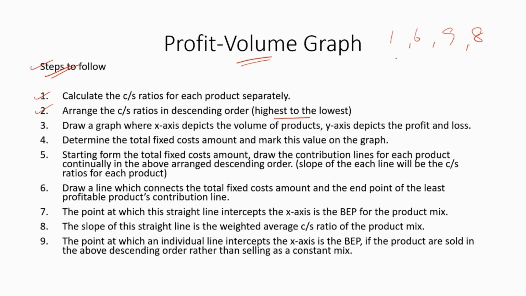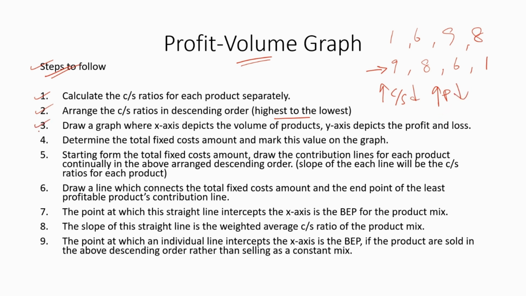So what is the highest value? Highest value is 9. The second highest value is 8. Then 6 and the lowest value is 1. This is the descending order. Also remember, the higher the CS ratio, the higher the profitability of that product. The lower the CS ratio, the lower the profitability of that product.